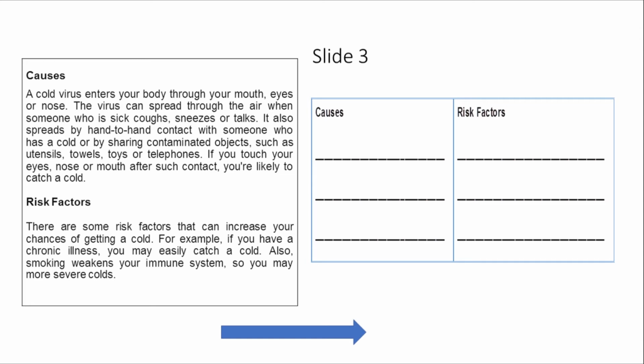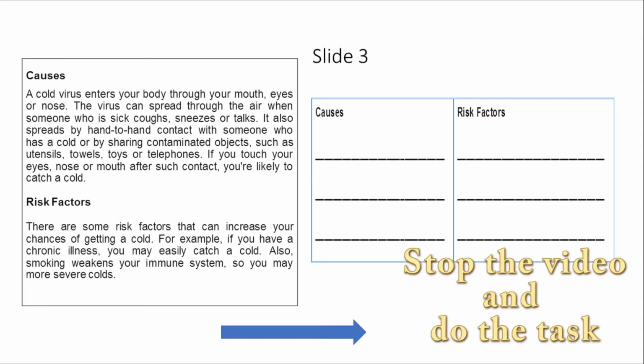If you touch your eyes, nose, or mouth after such contact, you're likely to catch a cold. There are some risk factors that can increase your chances of getting a cold. For example, if you have a chronic illness, you may easily catch a cold. Also, smoking weakens your immune system, so you may have more severe colds.